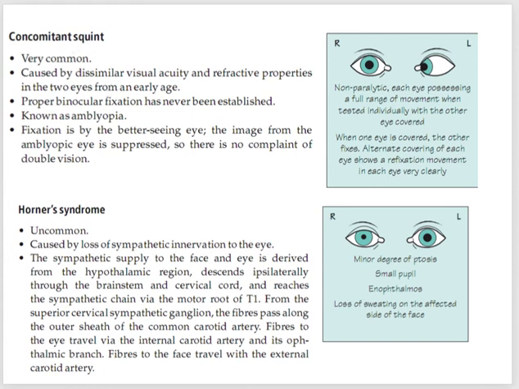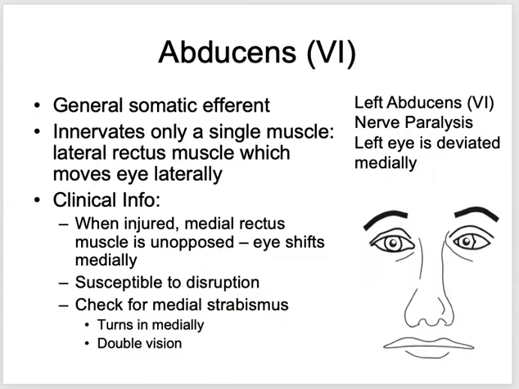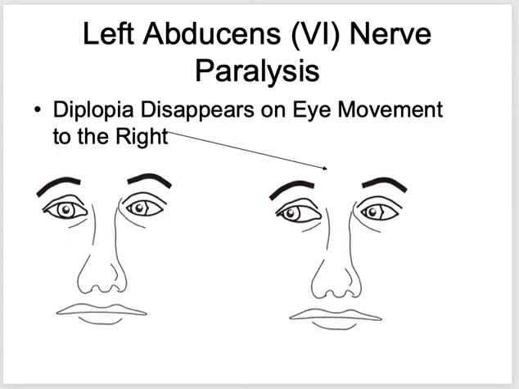Squint you can check in these patients, of course. Abducens is the sixth cranial nerve, which supplies the lateral rectus. Once you have checked this, see what they're trying to show here. Of course, when the patient is looking on this side, the lateral rectus is the one which is taking the eye on this side.